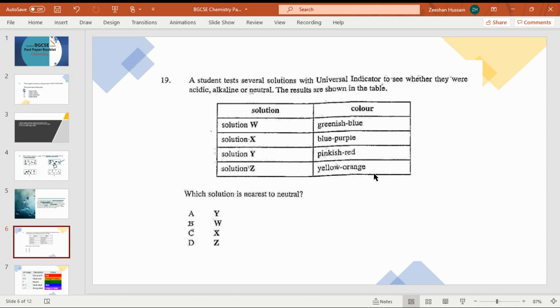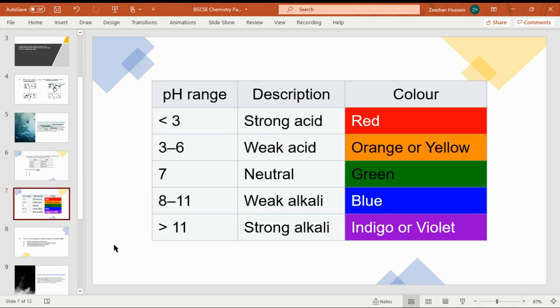Solution Z, yellow red. So which solution is nearest to neutral? Okay, let's see. First, this pH range. If pH is lower than 3, then it is a strong acid and the color will be red. If pH ranges from 3 to 6, it means the acid is weak and the color is orange or yellow. If pH is 7, then the solution is neutral and the color will be green.